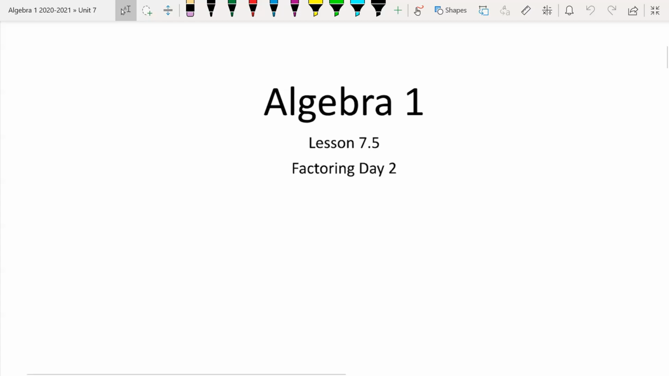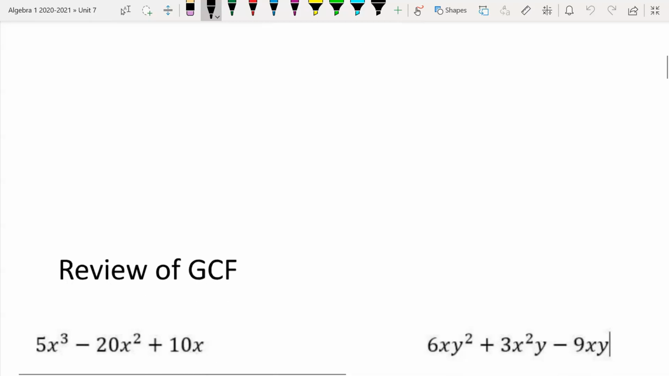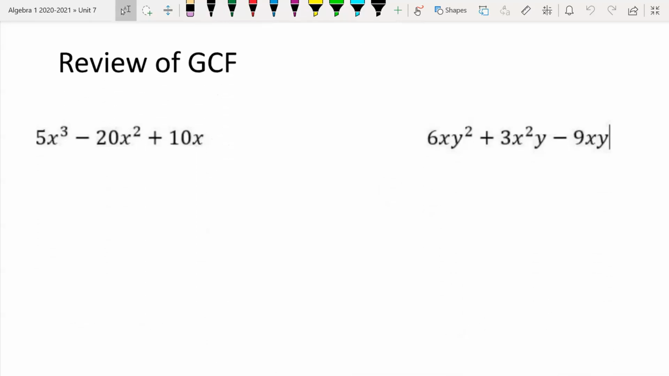So we're gonna review what you did the last week before spring break, which is a little bit of factoring the GCF, and then factoring trinomials from there. So just a review of GCF. I know Miss Sanders did this with you guys before.